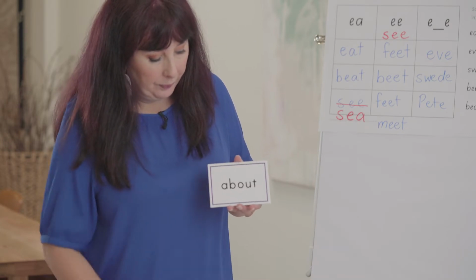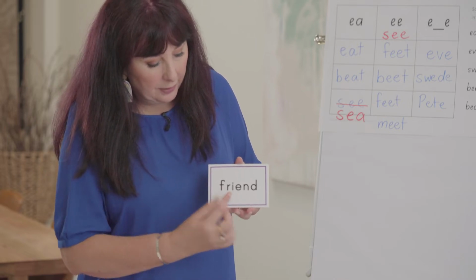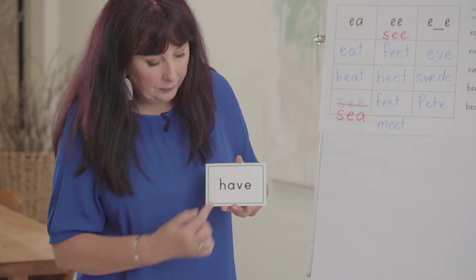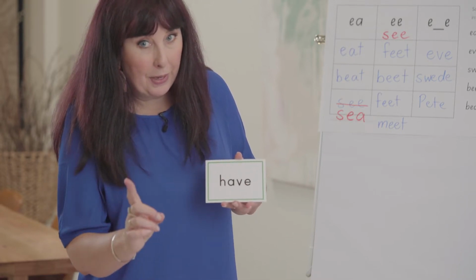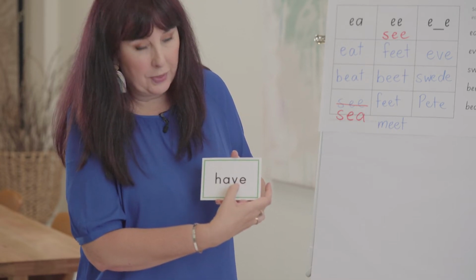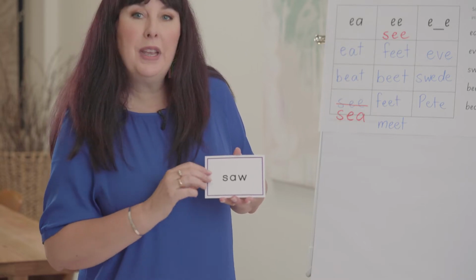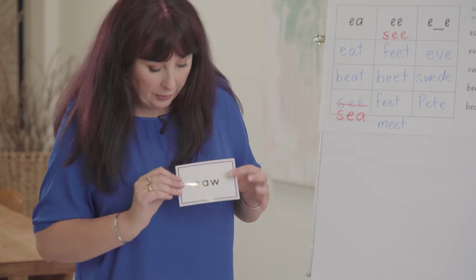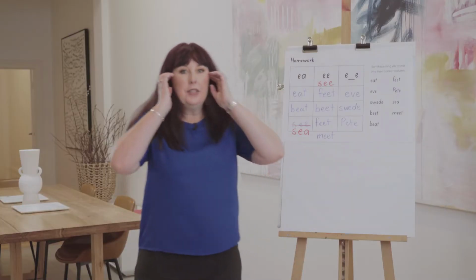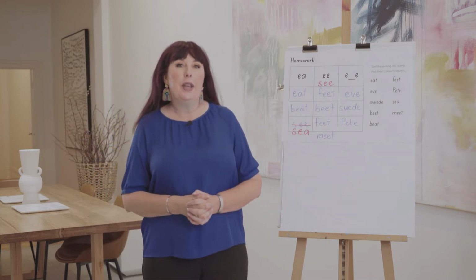Good job. Let's practice some of our irregular words. You, about, friend, little, have. So remember, have isn't bossy. We don't say have. That E just stops the V from falling over. Have. And from yesterday, saw. I saw a bird in the sky. Saw. Good job. Time to stand up, have a bit of a wiggle and get ready for some phonemic awareness.